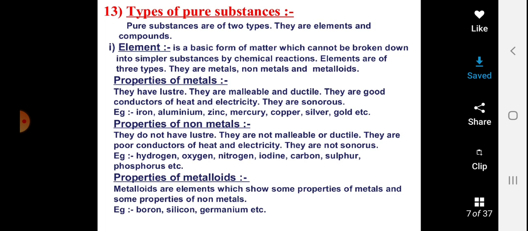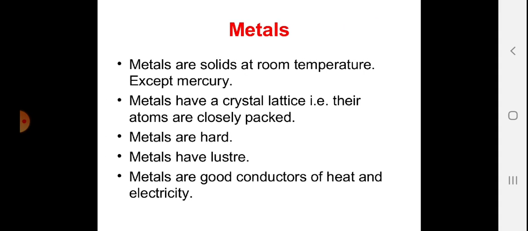Now the third type is metalloids. These metalloids are the elements which show some properties of metals and some properties of non-metals. Their examples are boron, silicon and germanium. So here the question can be asked: write a note on the types of pure substances. You have to classify elements as well as compounds, and you will further classify elements into metals, non-metals and metalloids.